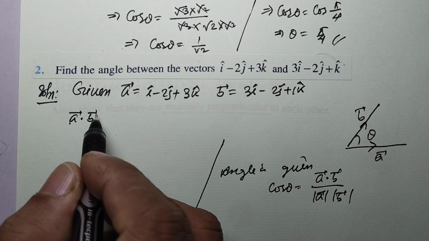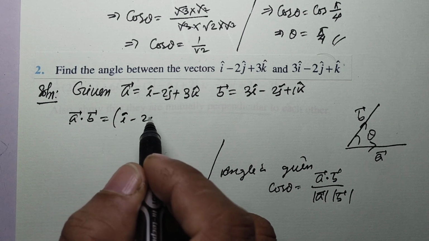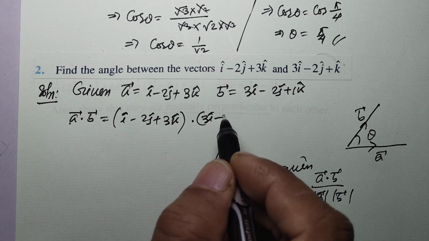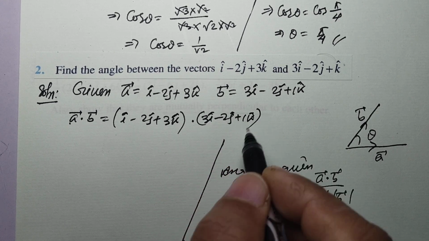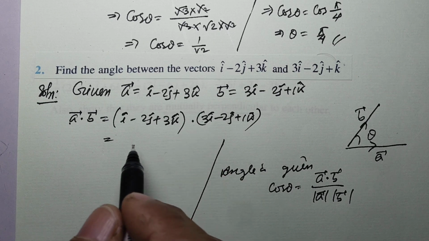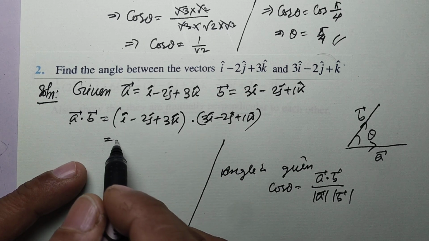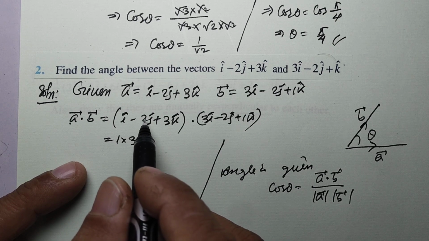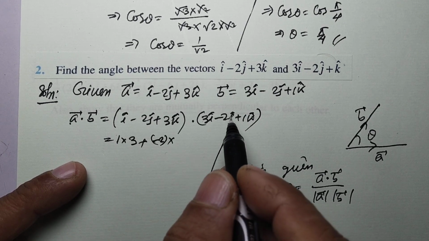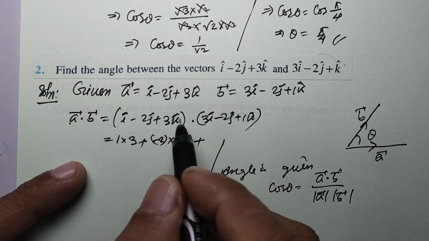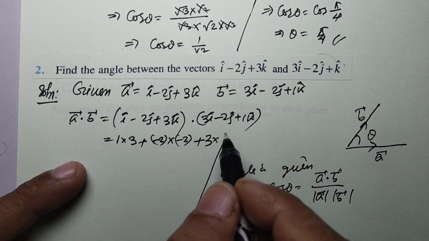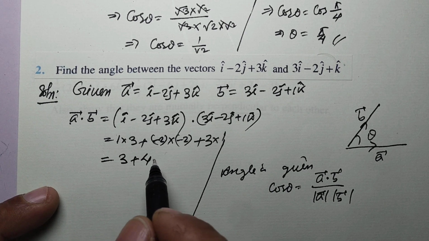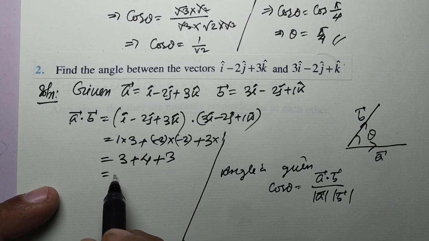Then a dot b is equal to first vector dot with second vector, and the dot product we know is found like this: coefficient of i into coefficient of i, that is 1 into 3, plus coefficient of j minus 2 into coefficient of j again minus 2, plus coefficient of k 3 into coefficient of k 1. So this is how we find the dot product. So it is 3 plus 4 plus 3, so it is 10.